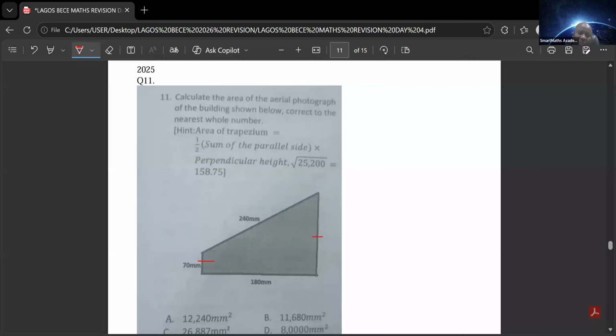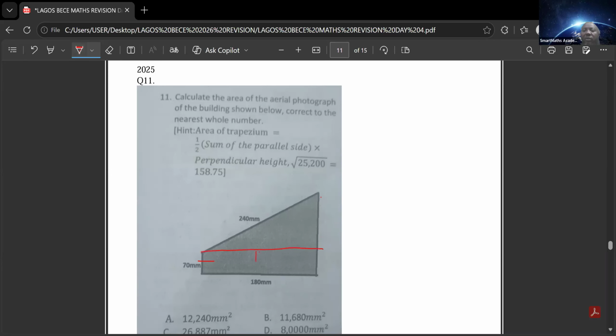So you can see that we don't know the value of this line here. Without it, we cannot do anything. So that is what we are going to find first. How are we going to find that? We're going to divide this one like this. This is also 180. We need to bring out a right angle triangle here like this. So this is 240, and this is x, and this side is 180.